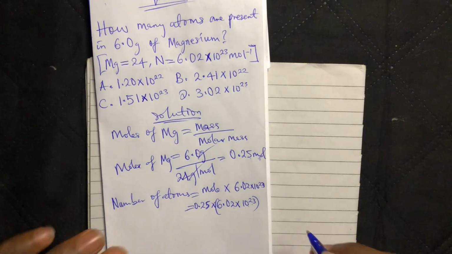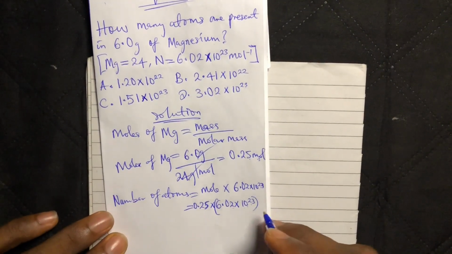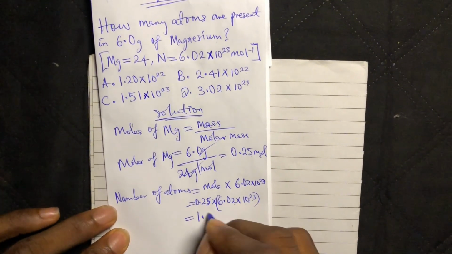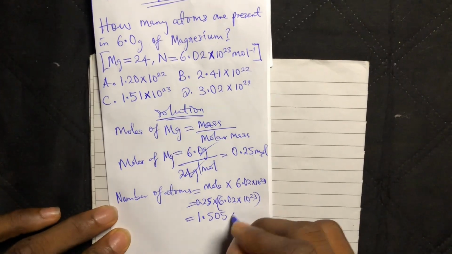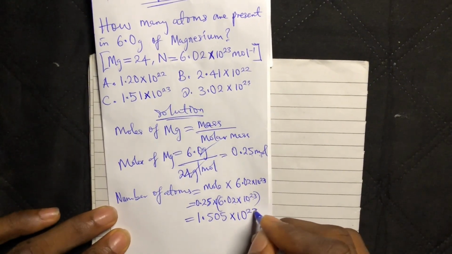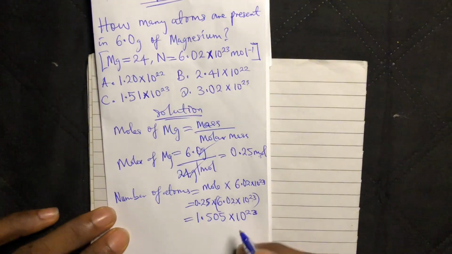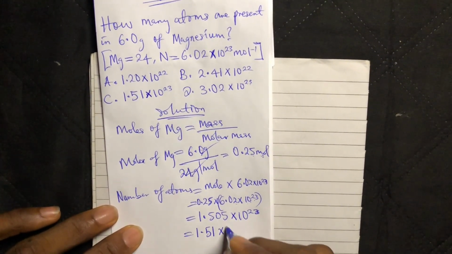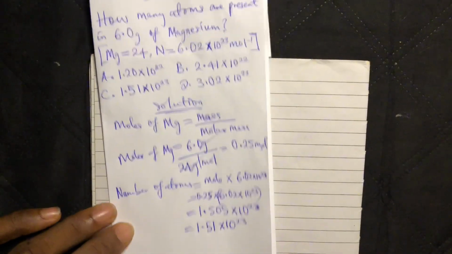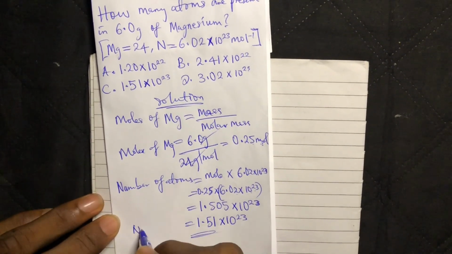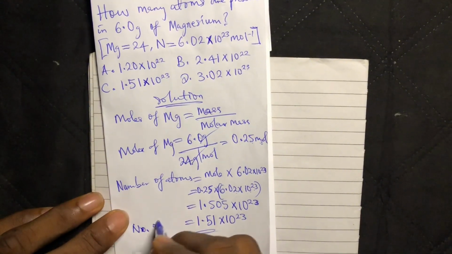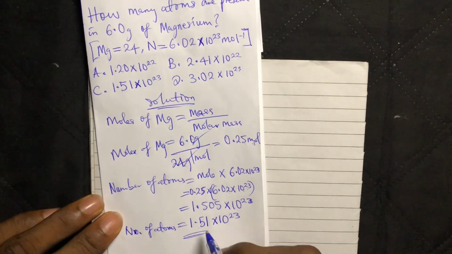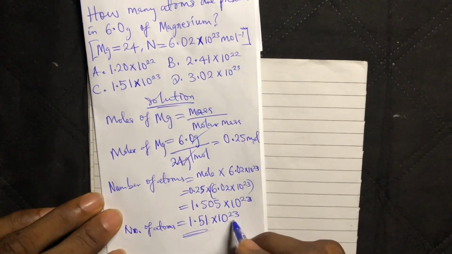It's going to give us 1.505 times 10 raised to power 23. All right. So approximately we are going to have 1.51 times 10 raised to what? 23 as our answer. So the number of atoms is going to be 1.51 times 10 raised to 23.